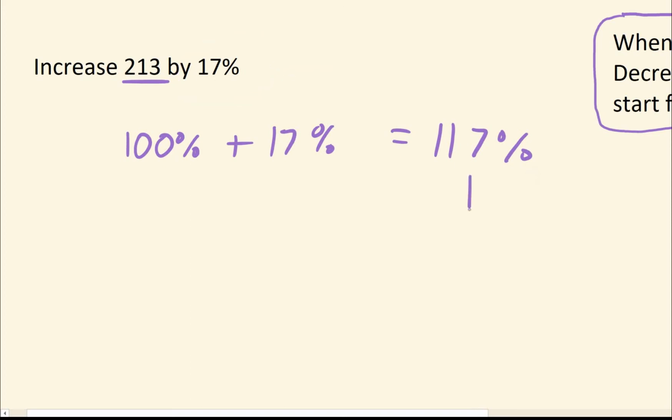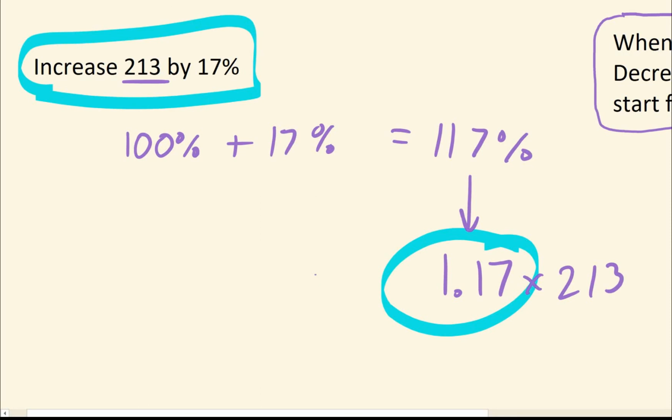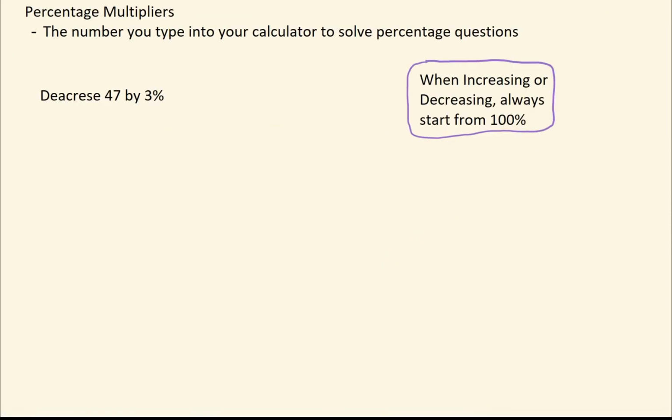We then do the same trick. Percent means divided by 100, so as a decimal, this will be 1.17. So if you want to increase 213 by 17%, you would do 213 times 1.17, or of course the other way around, 1.17 times 213. And like we saw before, this 1.17 is the multiplier you need to increase any number by 17%. So again, let's just see a couple of those.